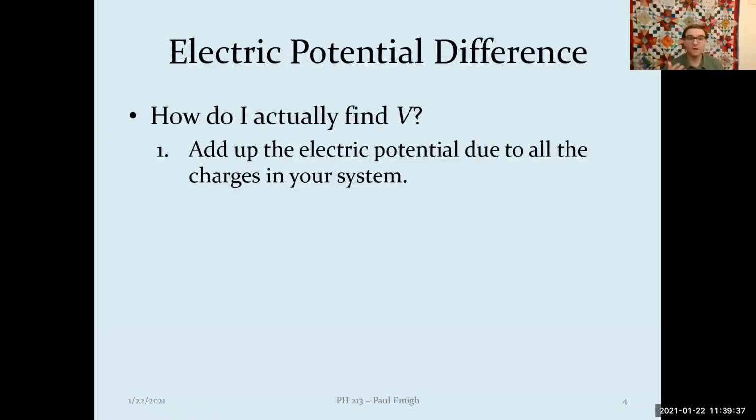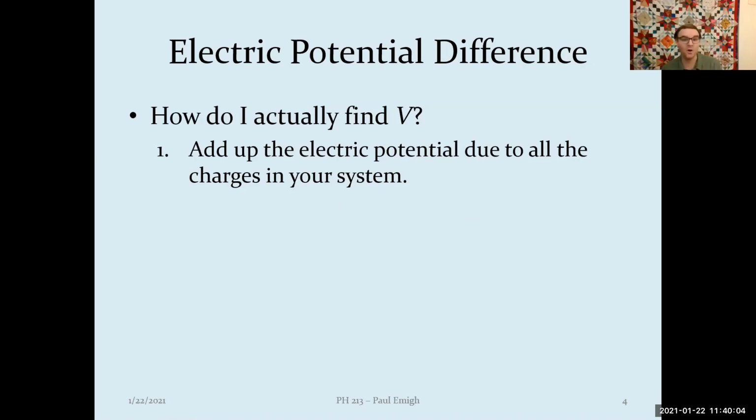So again, last week we talked about one way to actually find the electric potential. The way that we talked about was we can add up the electric potential due to a whole bunch of charges in our system. And those could be discrete charges where I've got 1, 2, 3, or it could be a continuous distribution of charges where I've got a line of charge or a sheet of charge or anything like that. But that's not the only way that I can figure out what the electric potential is.